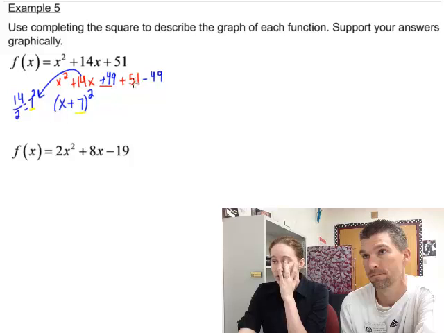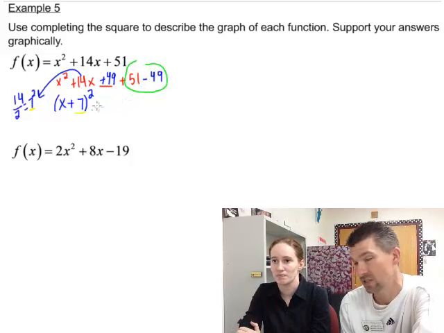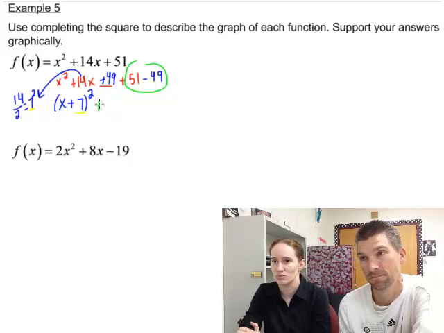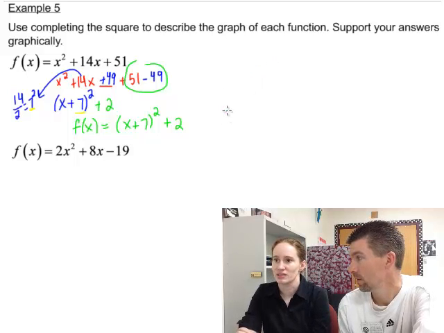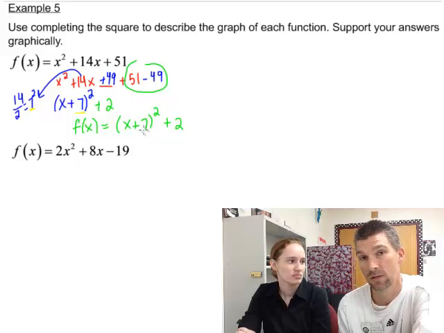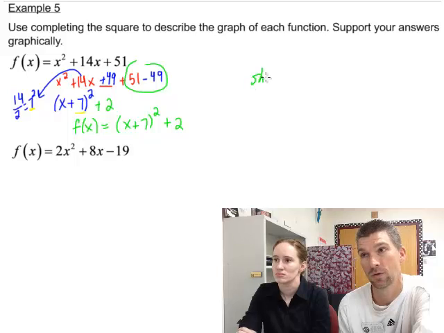We also need to come over here and figure out what 51 minus 49 is. I know that one. Yeah. 2. Okay, so we've completed the square. Our function in vertex form is, in parentheses, x plus 7 squared plus 2. And then we can describe the graph of that function because this is a graph that we've shifted 7 units to the left and 2 units up.